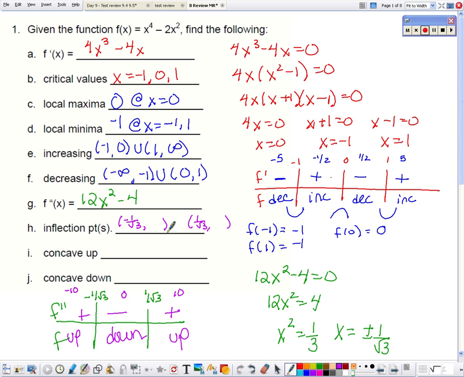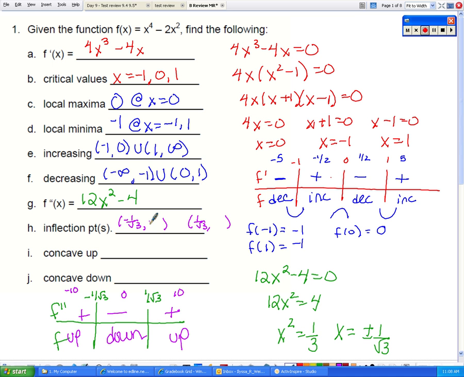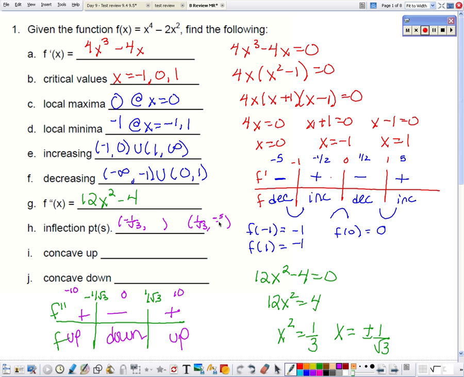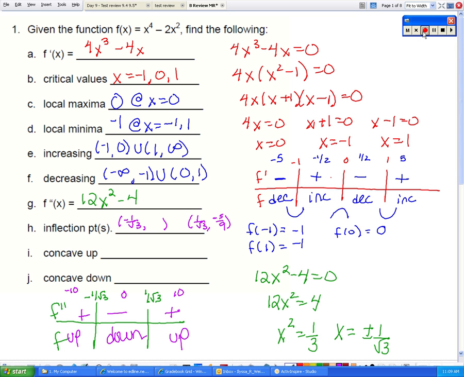But I have to find those y values by plugging 1 over root 3 back into the original f of x. And when I plug in positive 1 over root 3, I get negative 5/9. I'm going to do the same thing for negative 1 over root 3, and we get negative 7/9.